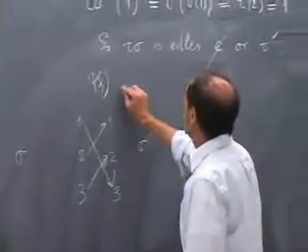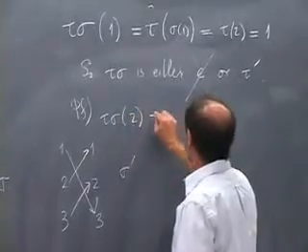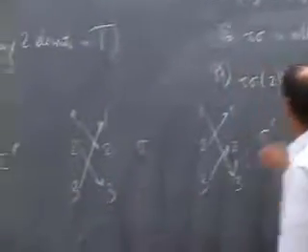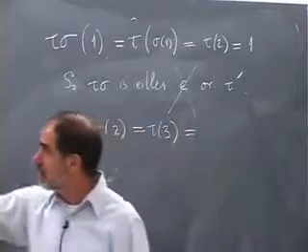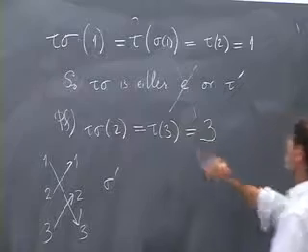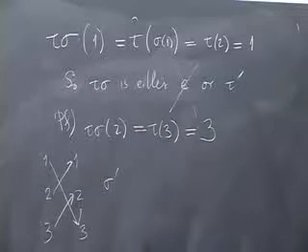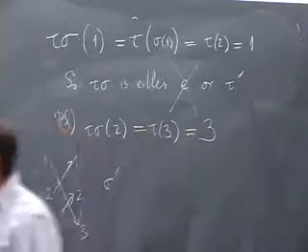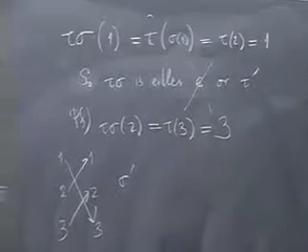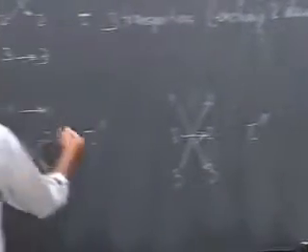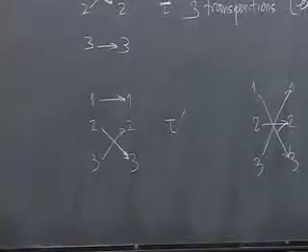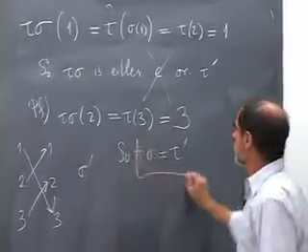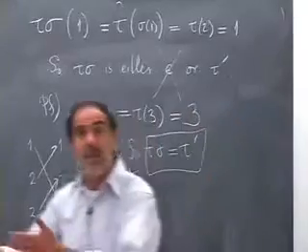Proof. Tau sigma of 2: well, we first compute sigma of 2. That's 3. It's tau of 3. And tau of 3 happens to be 3. So it's beginning to look much more like tau prime because it fixed 1 and it took 2 to 3. Now that says it has to take 3 to whatever's left because it's a bijection. So that immediately implies that tau sigma is equal to tau prime. That's our multiplication table we're starting to work out.